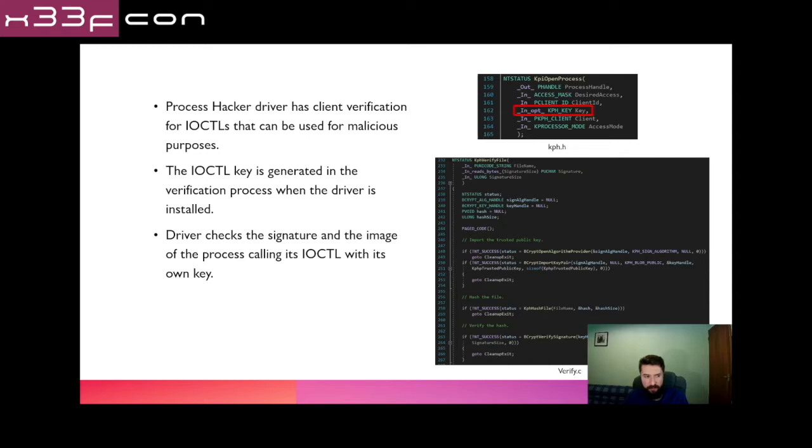The Process Hacker driver has a client verification mechanism for the functions that can be used maliciously by attackers. A key is generated in the verification process when the driver is installed to the system. To generate such a key, the driver checks the signature and the image of the process, calling the IOCTL the first time with its own key. If the client process is verified, a new key is generated, and it is used in IOCTLs like KphOpenProcess.